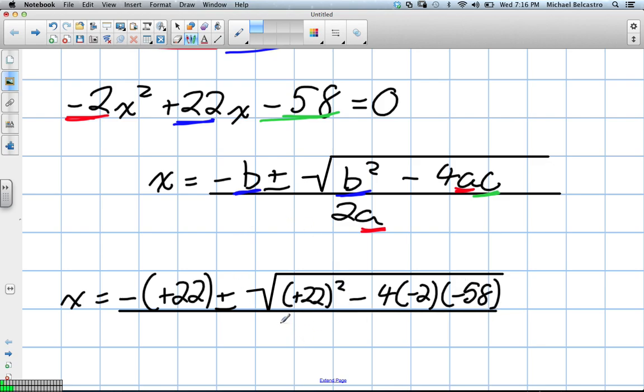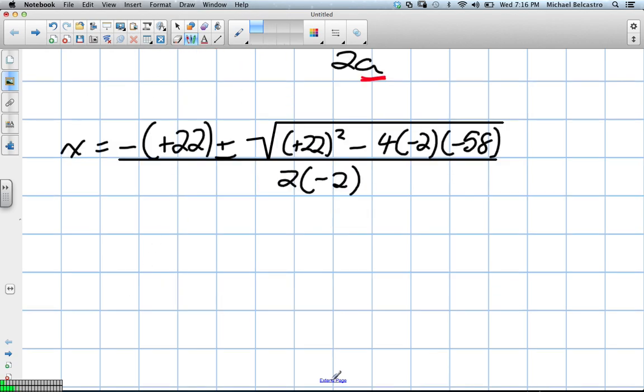And here we get 2 times our a value again, which is negative 2. So this is directly related. Do you see the negative beside the positive 22? What is that going to essentially become?